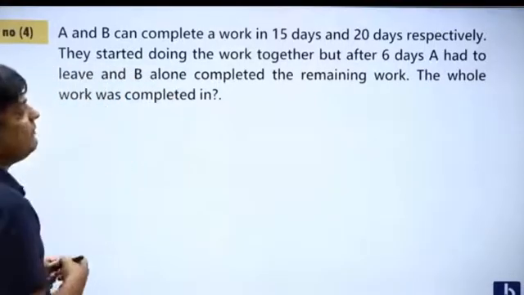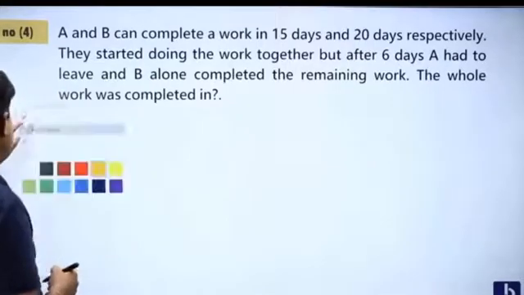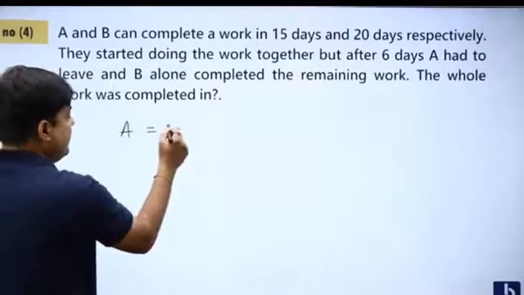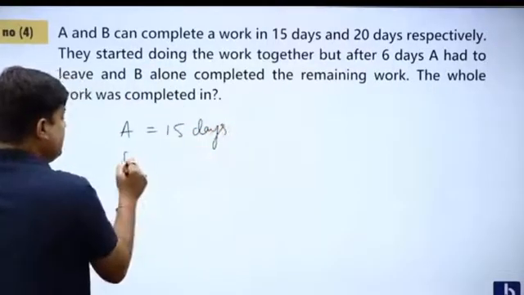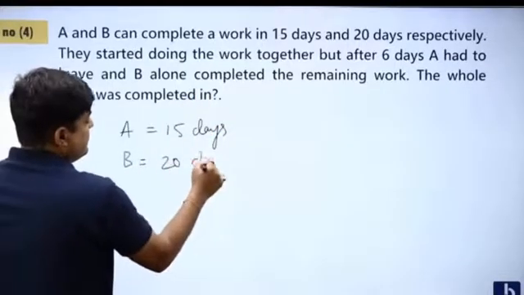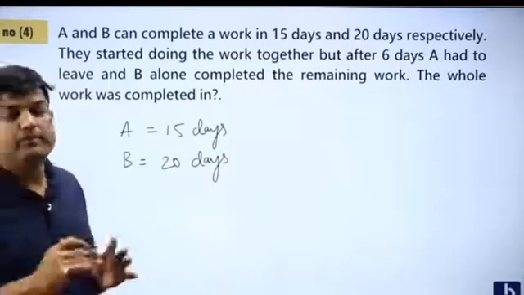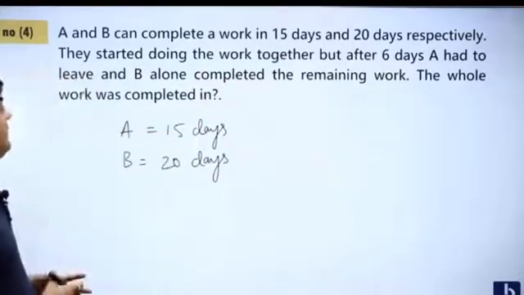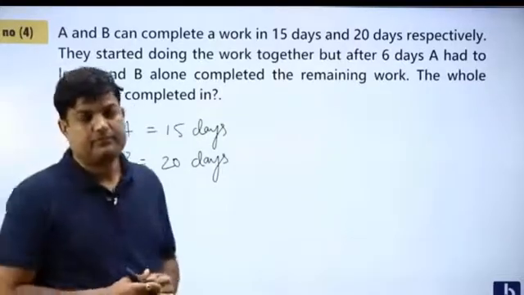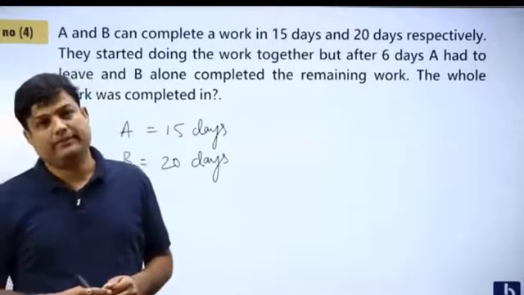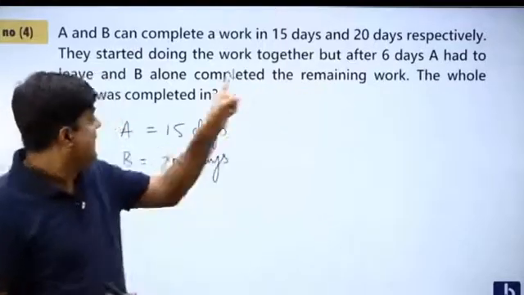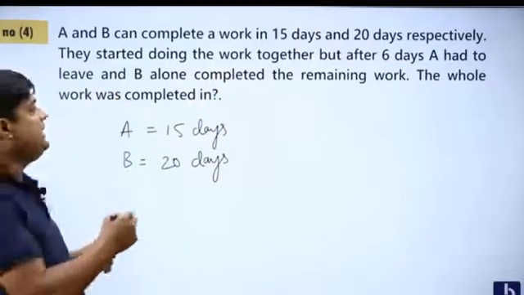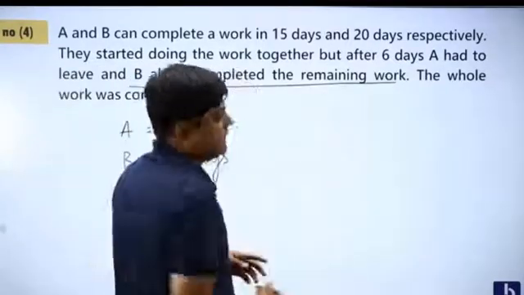A and B can complete the work in 15 days and 20 days. A can do it in 15 days, B can do it in 20 days. Till here, any problem? No problem. Now, they started doing the work together, but after 6 days, A had to leave. After 6 days, A left the company and B alone completed the remaining work.